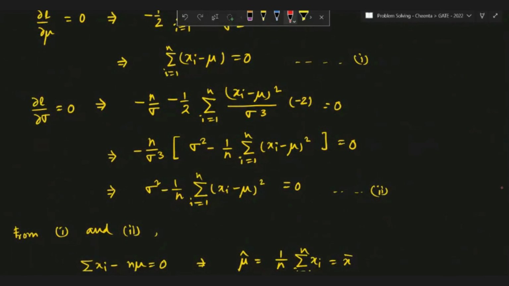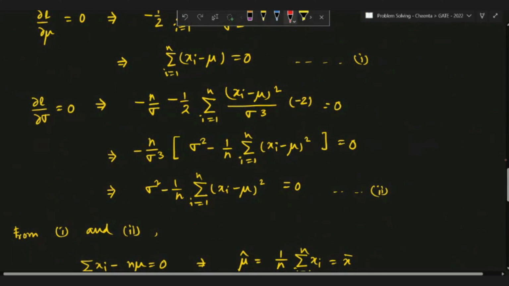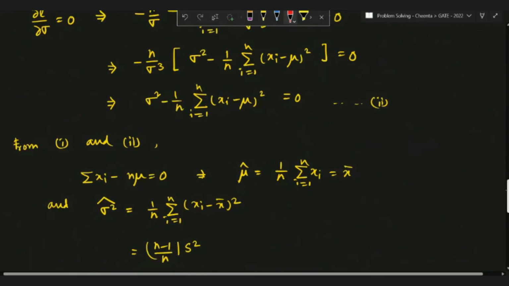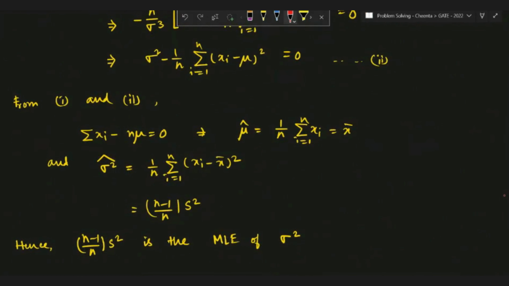So by taking both derivatives and equating them to 0, and simultaneously solving, we get the solutions as mu hat equal to x bar, and putting the value of mu hat in equation 2, we get the solution of sigma hat square as (n minus 1) by n S square.